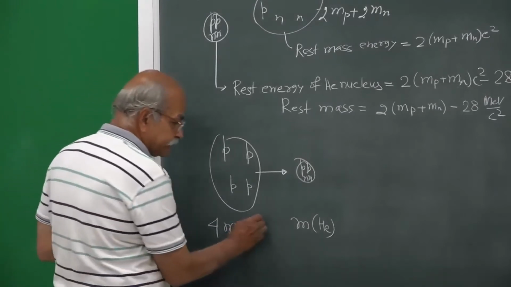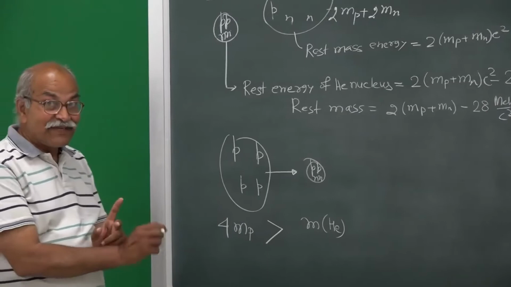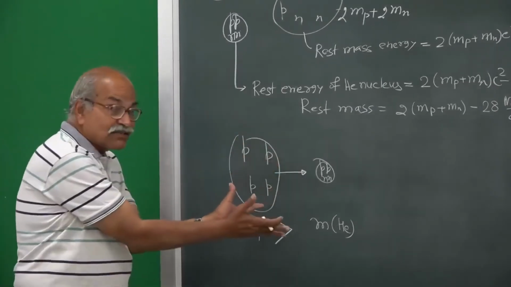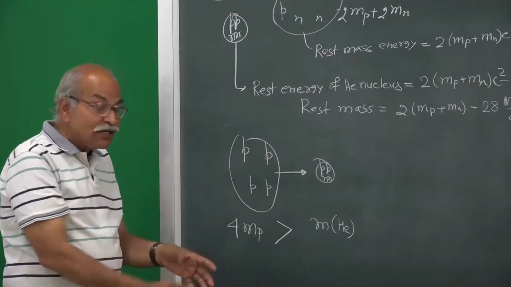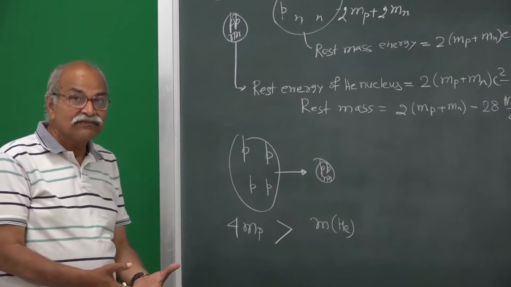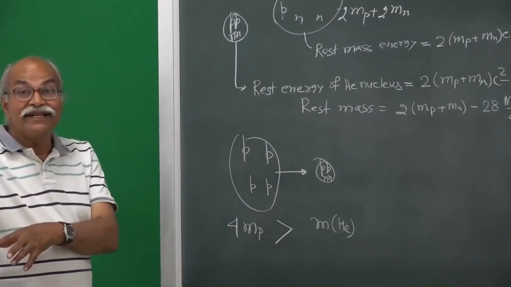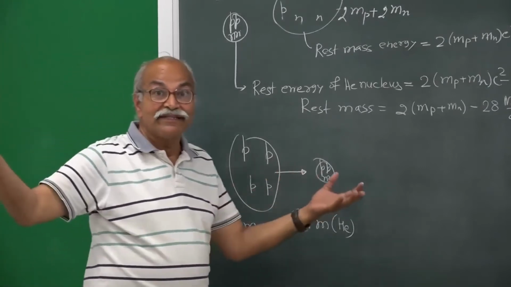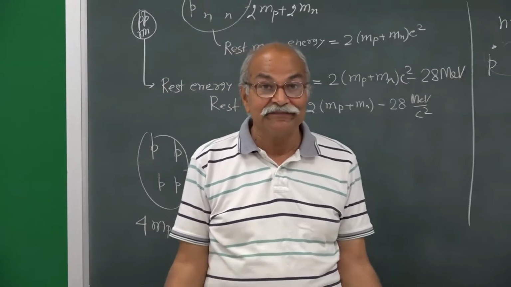So it is like this, and that difference, when the rest mass has decreased, the rest mass energy has decreased going from here to here. That decreased energy is radiated in the form of light and all those things, and that energy we get on our earth.